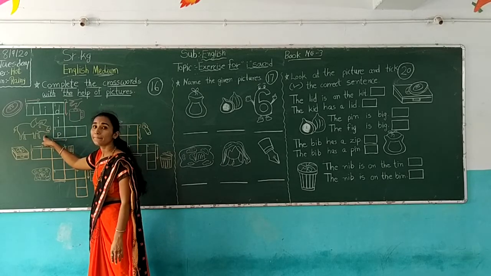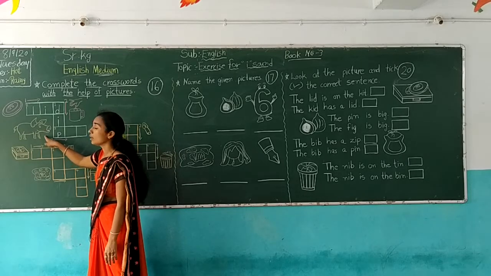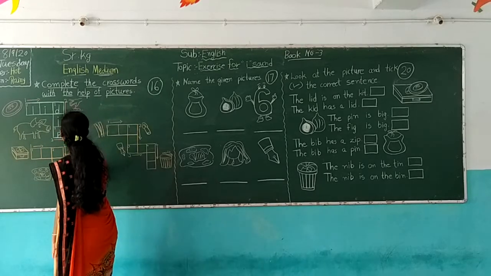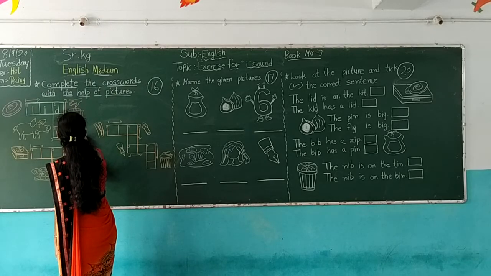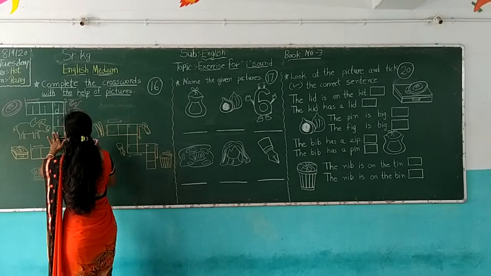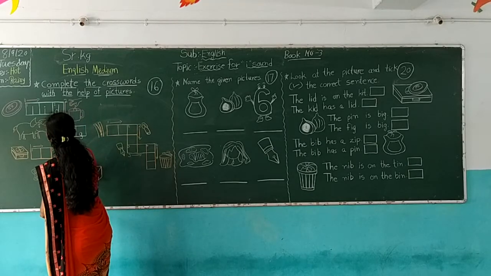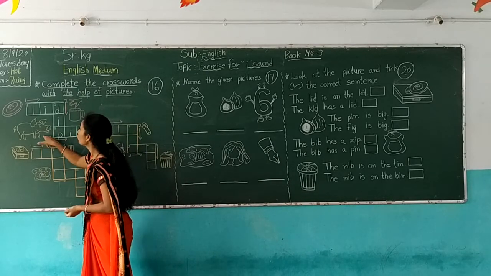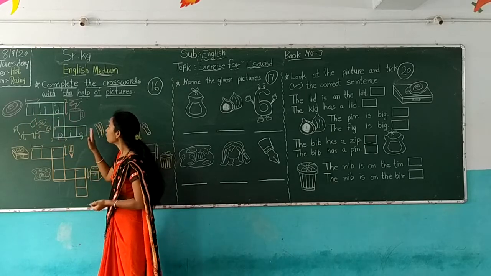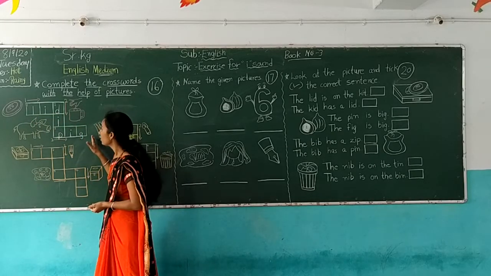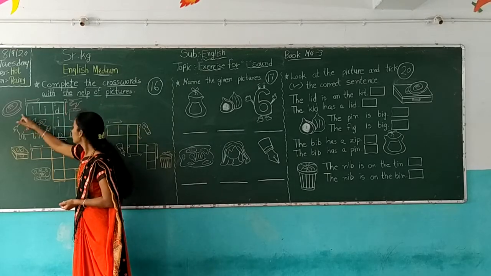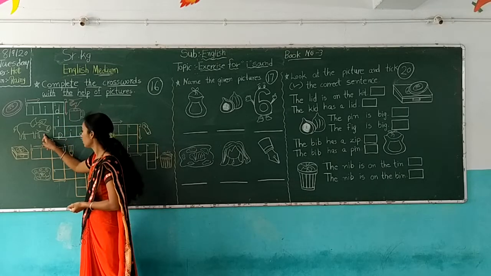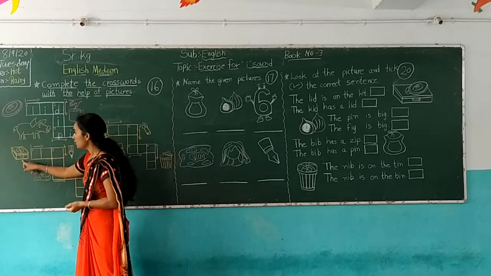Okay, and here look at this picture. Which picture is this? Pig. Pa, ig, pig. So here write pa and ig. Pa, ig, pig. Children, you look at this picture properly and after that fill up this crossword. Okay, la, id, lead. Da, eep, deep. Pa, ig, pig.